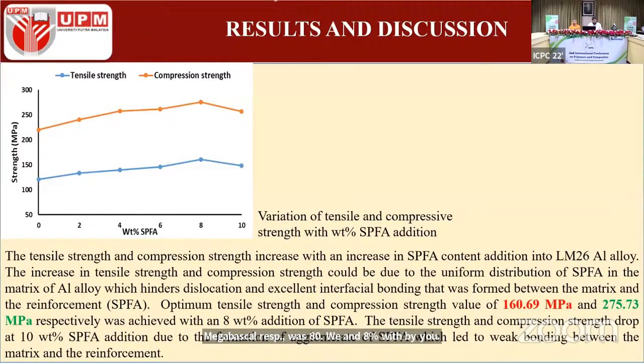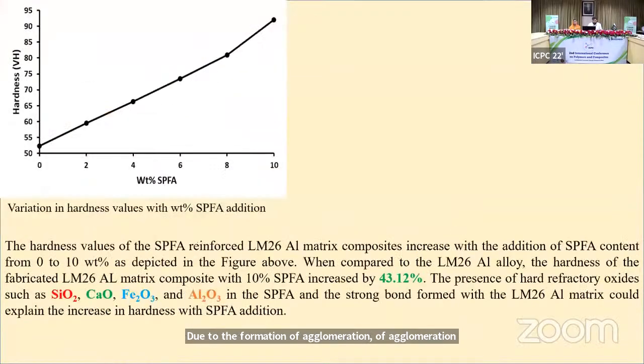The tensile strength and compression strength dropped at 10% by weight of sugar palm fiber ash addition due to the formation of agglomeration of SPFA, which led to weak bonding between the matrix and reinforcement.